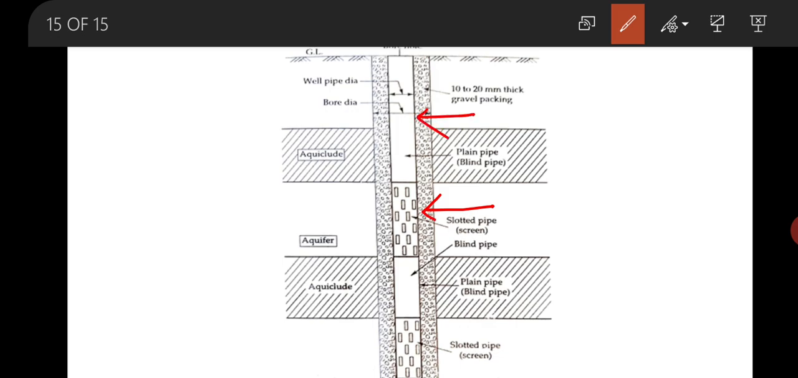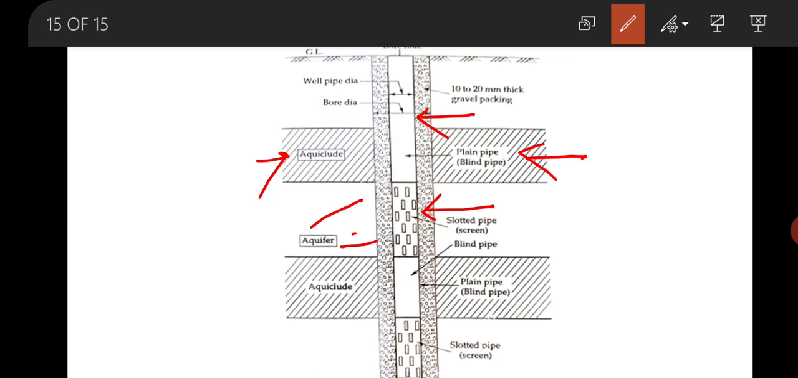Here also the slotted pipes are placed opposite to the water bearing stratum. Here you can see this is the aquifer, and the plain pipes are placed opposite to the non-bearing stratum. Here you can see this is an aquiclude. But in this case there is no wire mesh. The slotted pipes are placed without being covered by wire mesh.